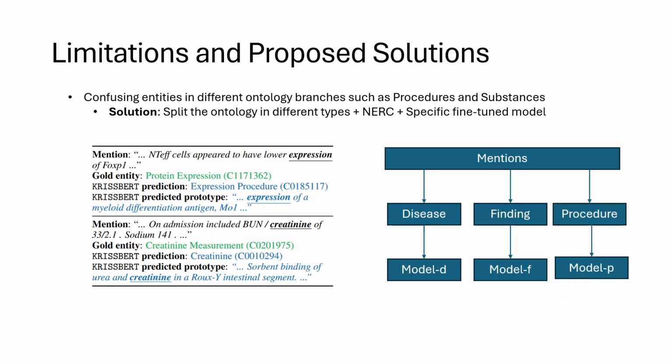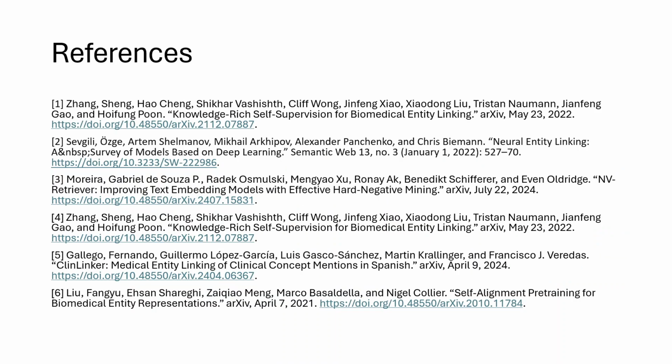So a solution that we propose is to have different models for different types, using the ontology branches and training each of them, and then combining them by doing model ensembling.